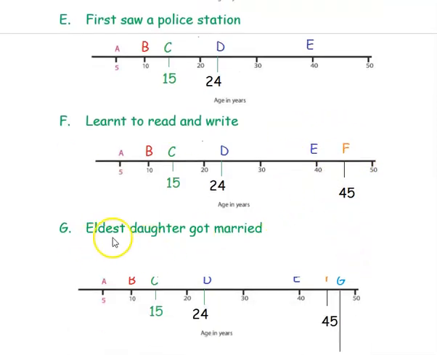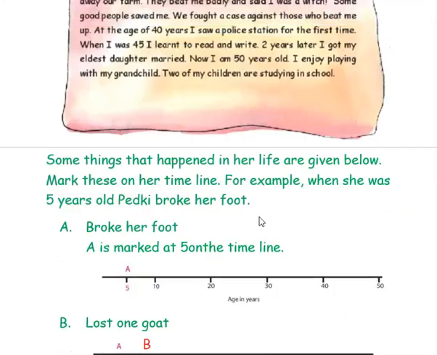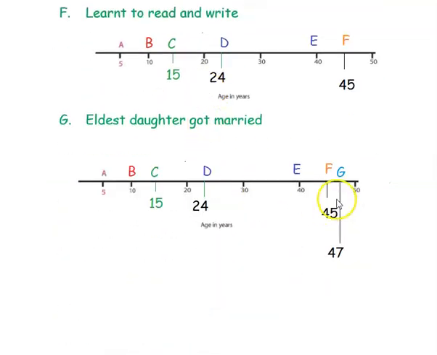Then the next question given is, when did her eldest daughter get married? At 45 she learned to read and write, and two years later I got my eldest daughter married. Two years later means after two years from 45, so that is 46, 47. So at the age of 47, the eldest daughter got married. So 47 is here, in between 45 and 50, and you can mark it as G.